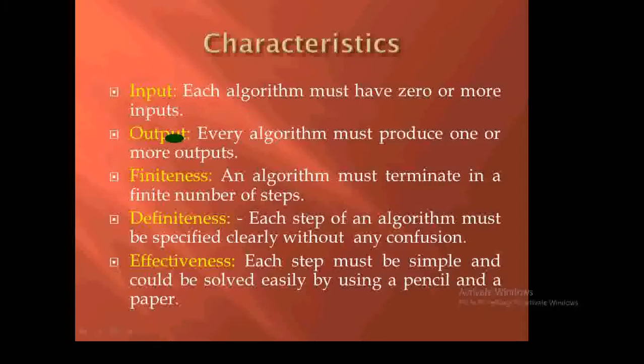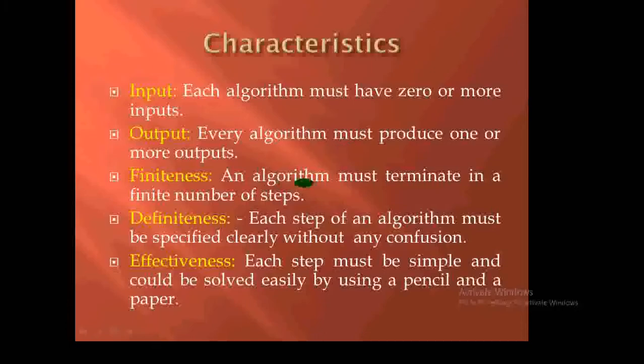Output. So we are writing an algorithm to solve a problem. After solving the problem, the result is to be displayed. So every algorithm must produce one or more outputs. So each algorithm should produce at least one output. It can have more than one output also.